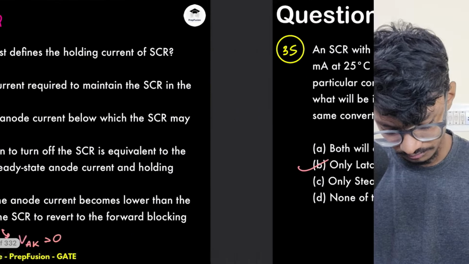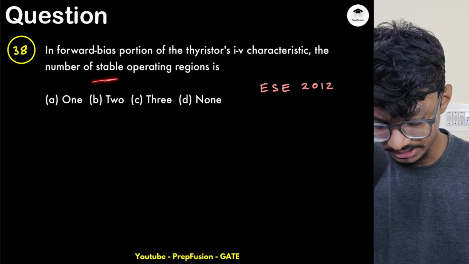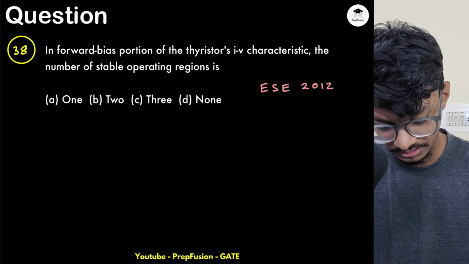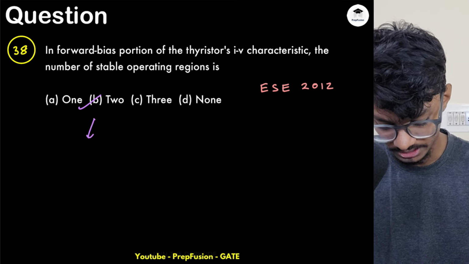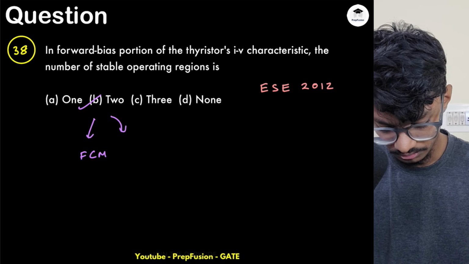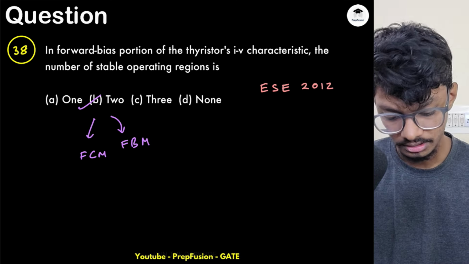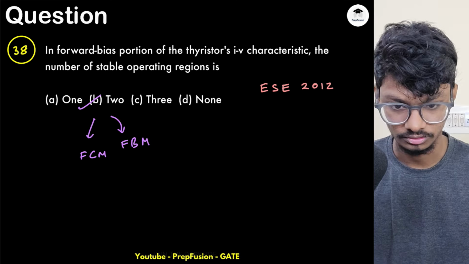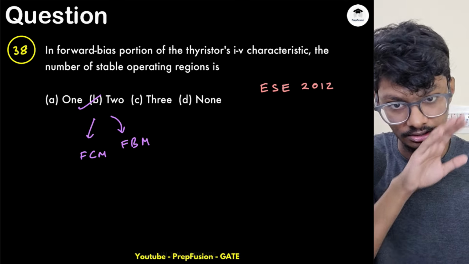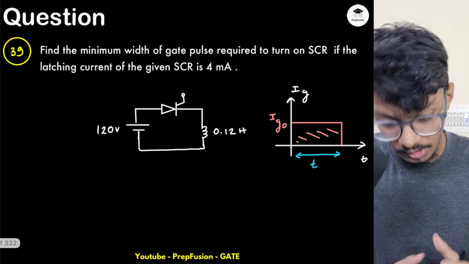So the stable operating regions, when it is in the forward bias portion, are two: the forward blocking mode and the forward conduction mode. When it is in the transition phase, it is in the unstable region. So now let's come to a few numericals.